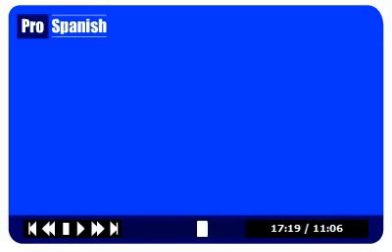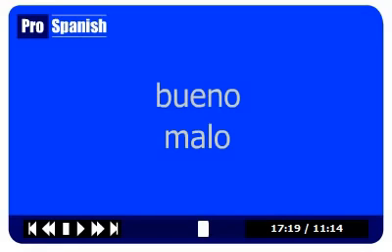Okay, a new pair of words. We want to say good and bad. It's bueno and malo. Bueno, good, is spelt B-U-E-N-O. There's a chocolate bar called Bueno, and it's very good. And malo, M-A-L-O. Bad, malo. So bueno and malo, good and bad.